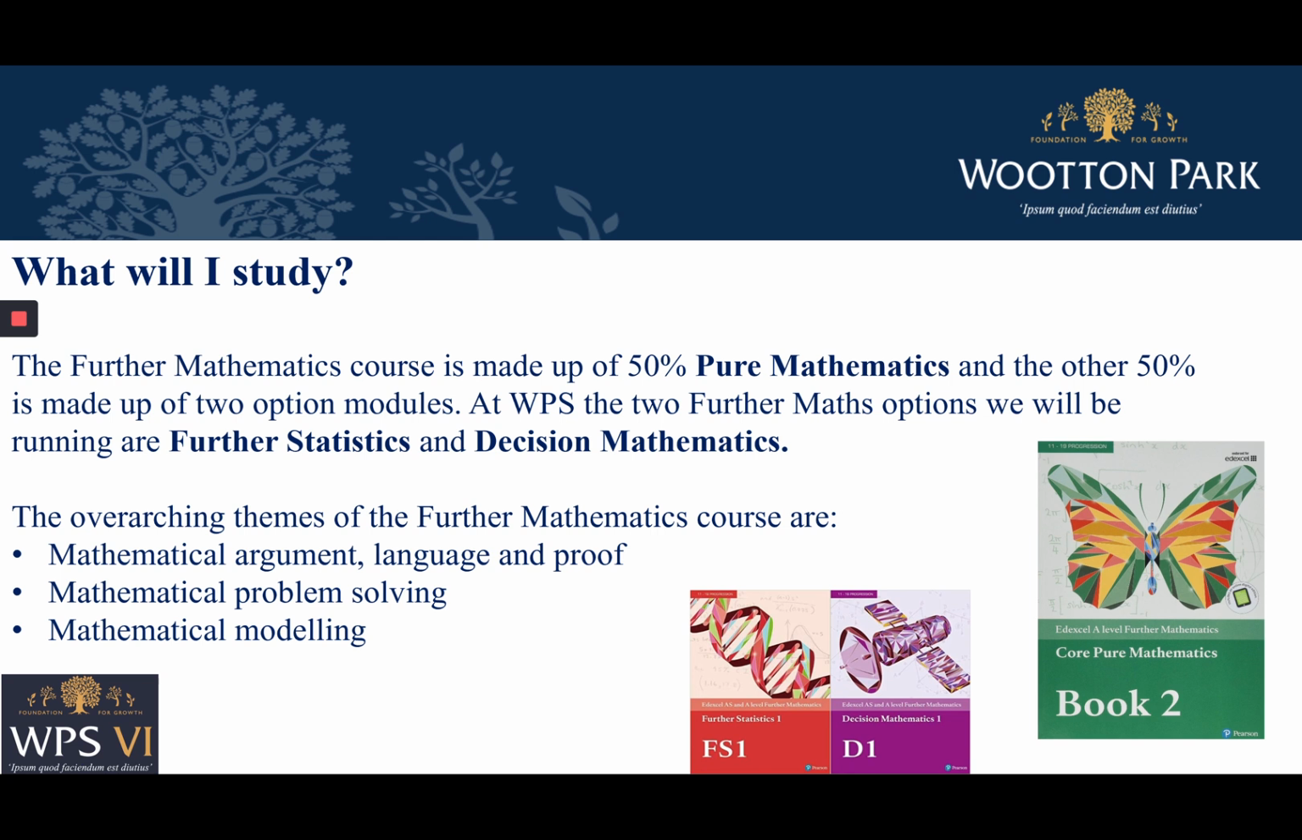and Decision Mathematics. The overarching themes of the Further Maths course are mathematical argument, language and proof, mathematical problem solving and mathematical modelling. Argument, language and proof means making sure you're using correct notation, correct key vocabulary, and being able to prove mathematical statements. Mathematical problem solving, similar to the GCSE mathematics, the new A-level puts a lot of emphasis on problem solving and seeing unfamiliar problems and applying a variety of topics to these problems. And then mathematical modelling: how can we use what we learn to model real life situations, creating mathematical models and applying them to those real life situations.